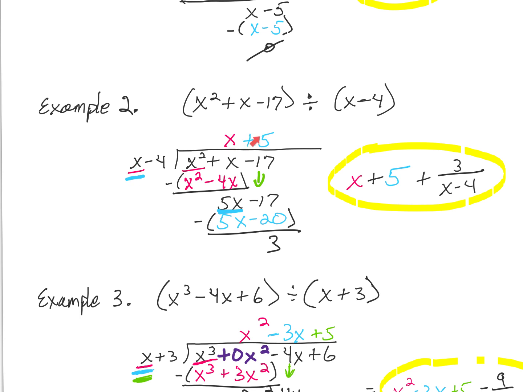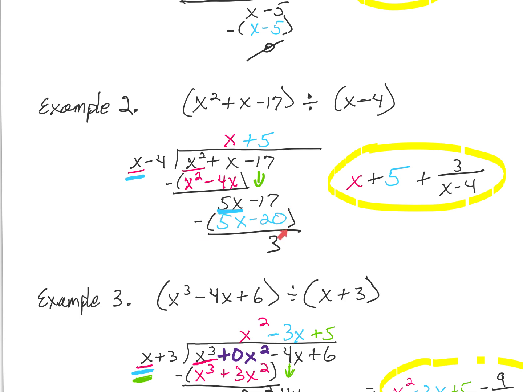So plus 5. Then we multiply that plus 5 times x, and we get 5x. Then we multiply 5 times negative 4, and we get negative 20. Then we're going to see what our remainder is from here by subtracting.